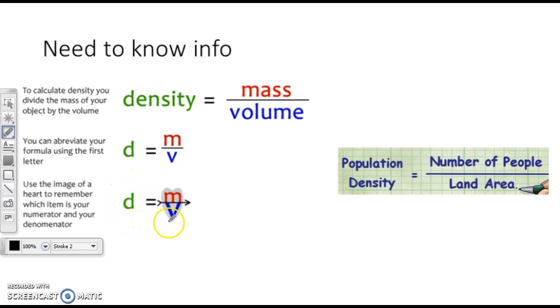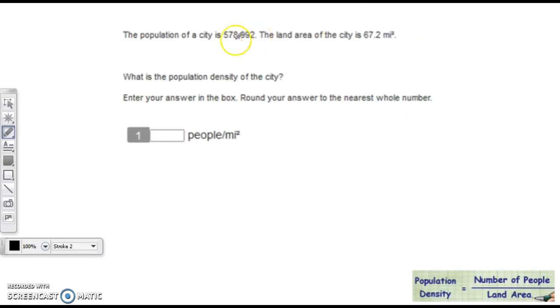So that's just a way to help you remember, because this formula is not on the formula sheet. But you have density equals mass divided by the volume. And you can rearrange this any way you want, depending on whether you're solving for the density or the mass or the volume, and we'll look at that. But just in general, you need to memorize this formula. You also need to know population density, and that's the number of people divided by the land area. So let's jump right in.